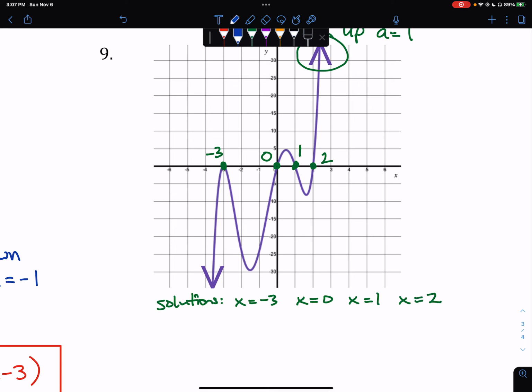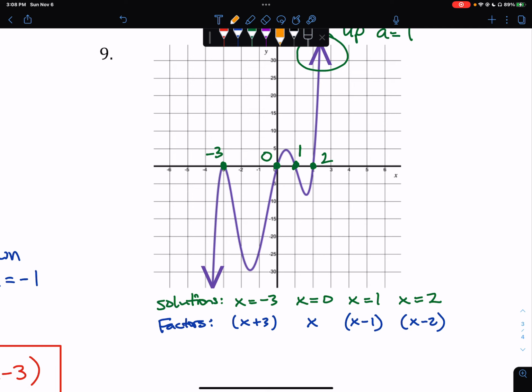So what factors could have led us to those? For the first one, this would be x plus 3. For the second one, when would x need to just be a 0? Well, that's when there's just an x. x equals 1 would be x minus 1, and x equals 2 would be x minus 2.